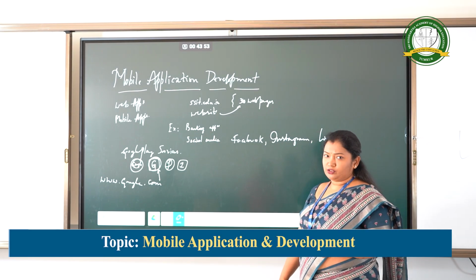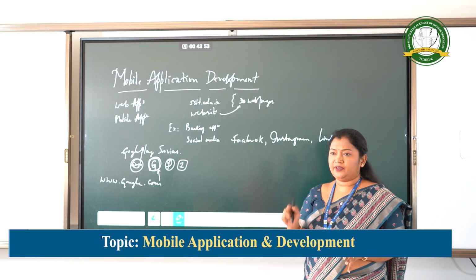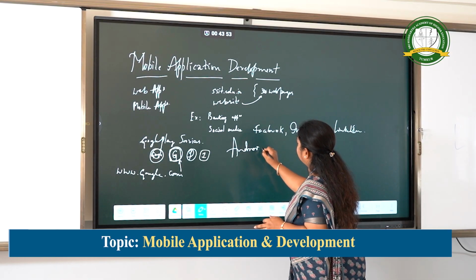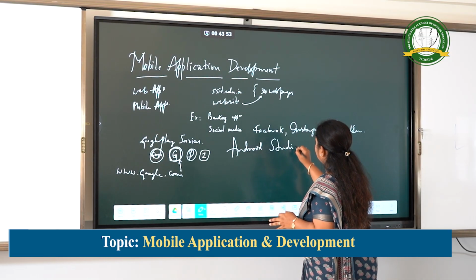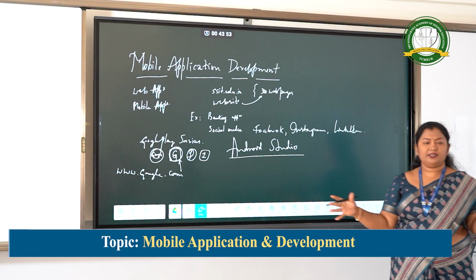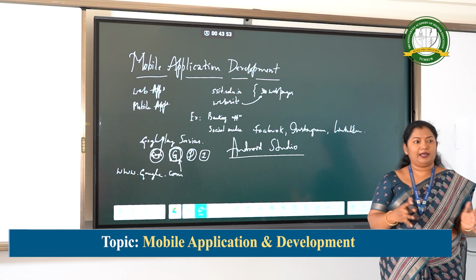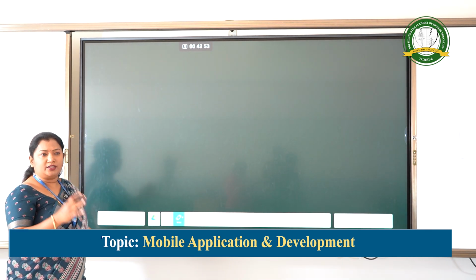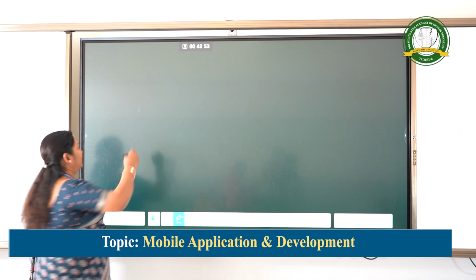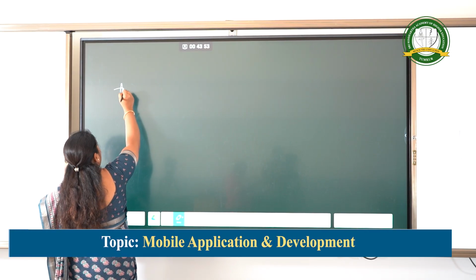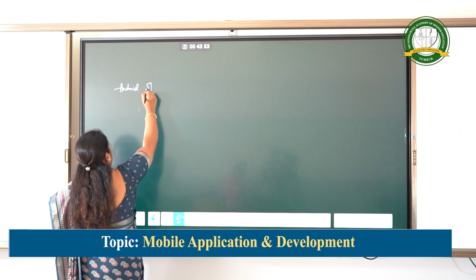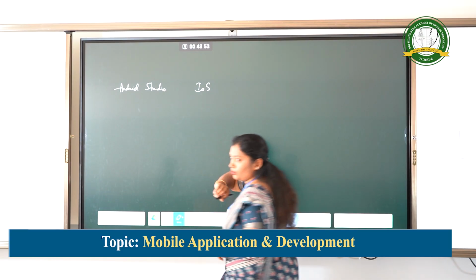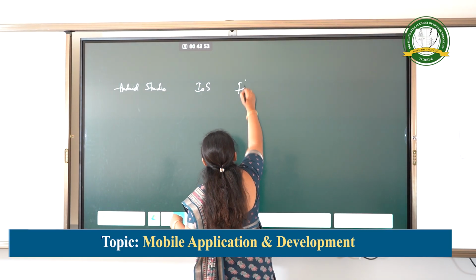Next is development. In order to develop these mobile applications, we have a framework called Android Studio. This is the framework we are going to use throughout our syllabus. For learning mobile application development, let me introduce the different platforms available. We have three platforms. First is Android Studio. Second, we can develop mobile apps using iOS. And third is Flutter.